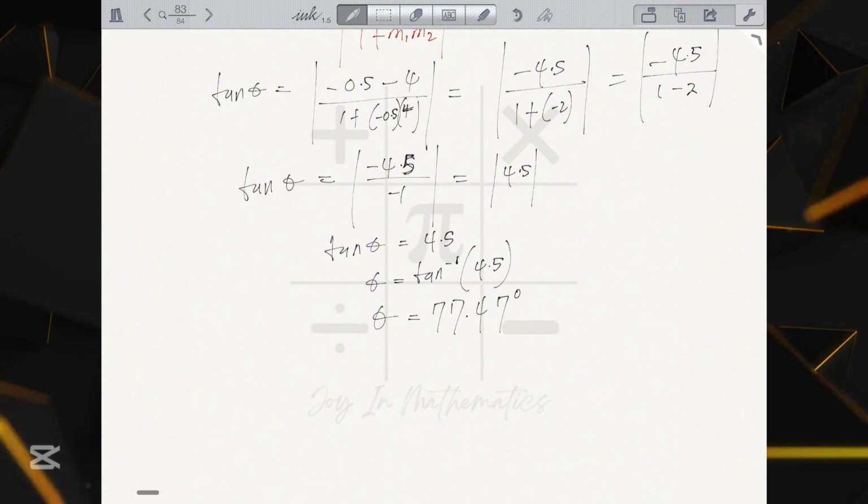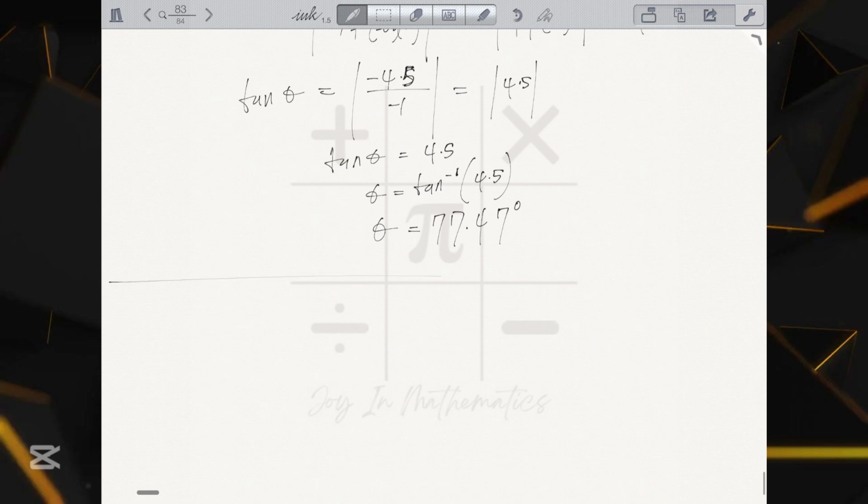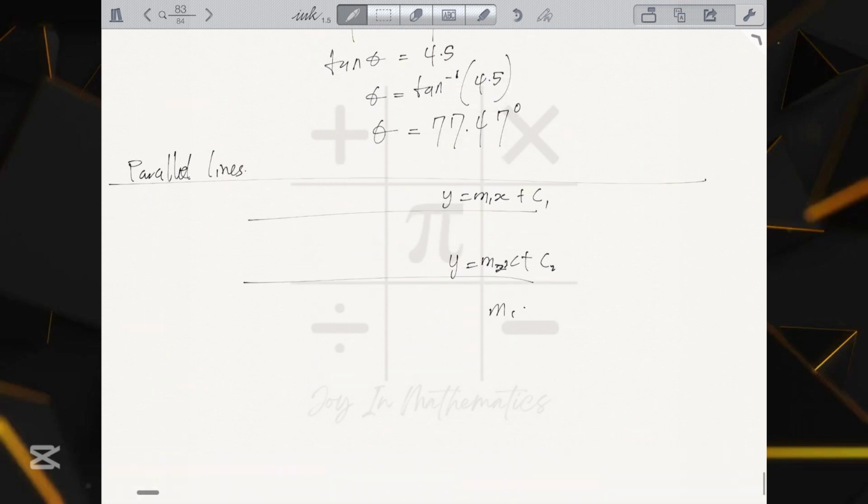Now the question is, what about when we have parallel lines? That means we have y equals m1x plus c1, likewise y equals m2x plus c2. And now we want to consider parallel lines. In parallel lines, m1 equals m2.